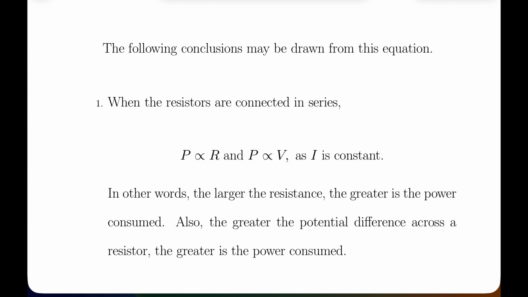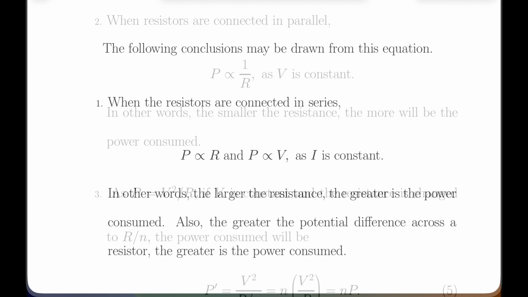First, when the resistors are connected in series, then P is proportional to R and P is proportional to V, as I is a constant. In other words, the larger the resistance, the greater is the power consumed. Also, the greater the potential difference across a resistor, the greater is the power consumed.